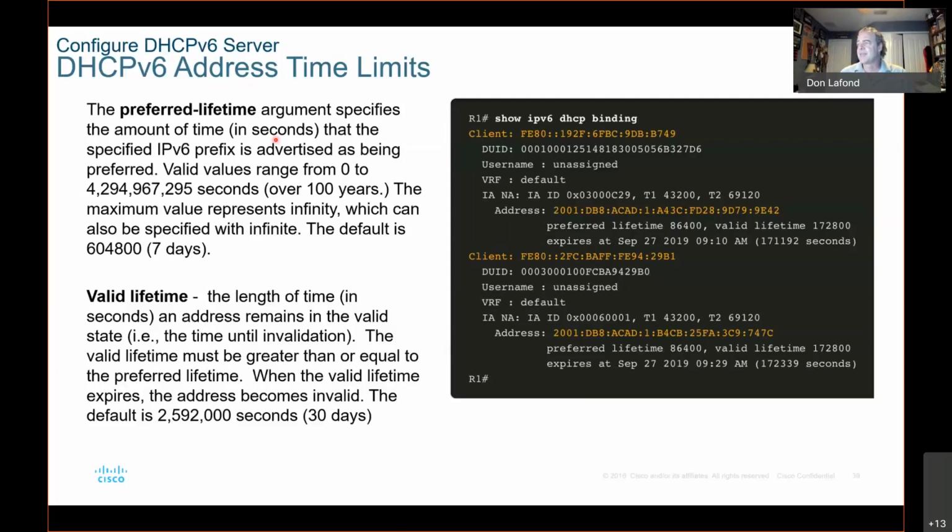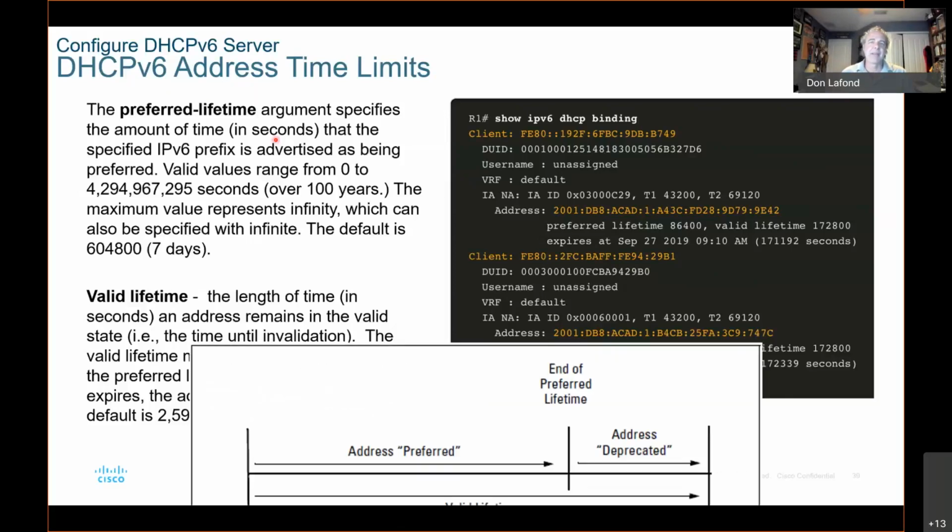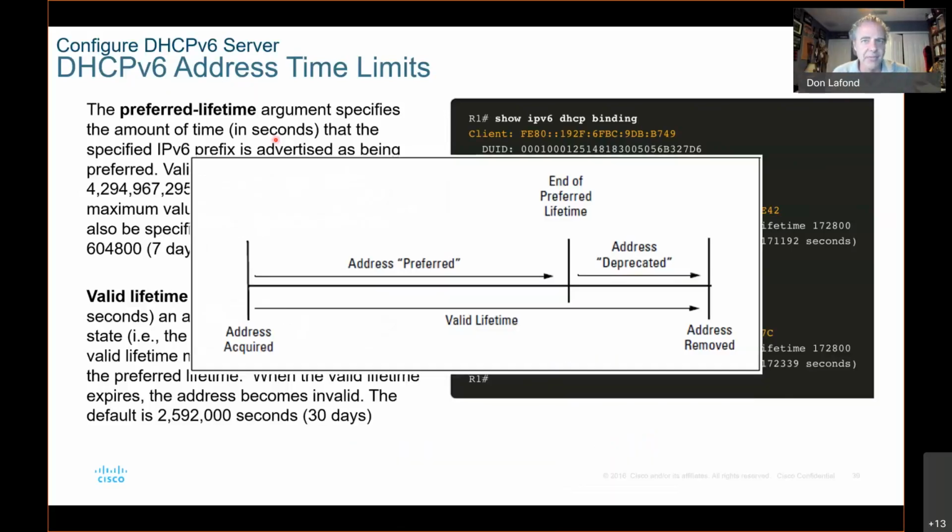Now, valid lifetime is the length of time in seconds an address remains in the valid state, the time until invalidation. The valid lifetime must be greater than or equal to the preferred lifetime. When the valid lifetime expires, the address becomes invalid. I found all that confusing when I went through this, so I found a diagram inside of our content and threw it in here so you can see this is absolutely the same as IPv6, but just different words.